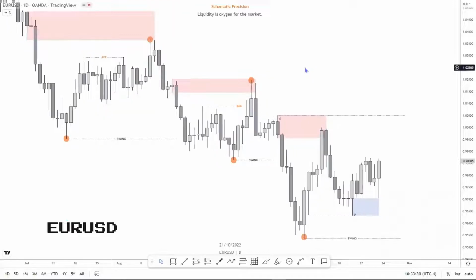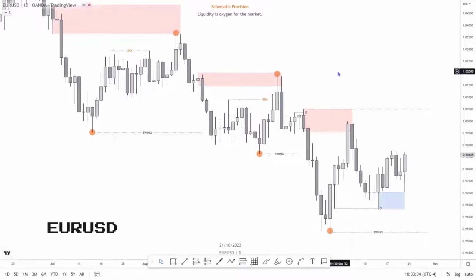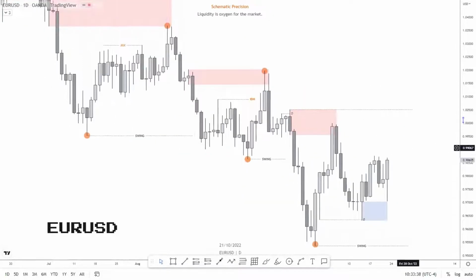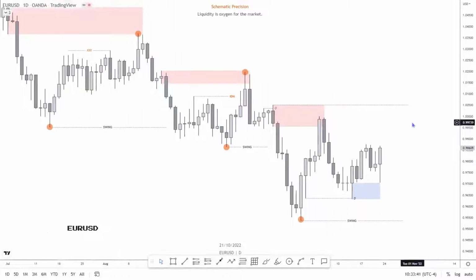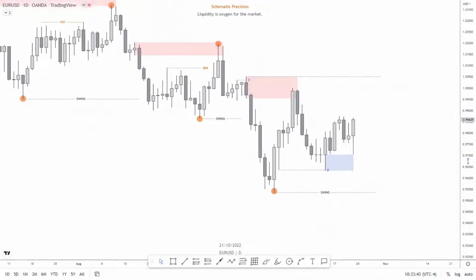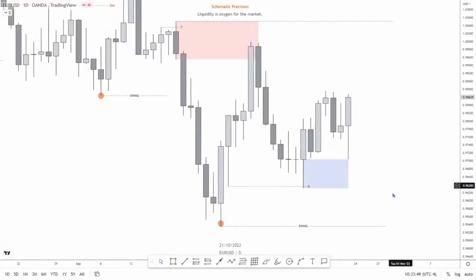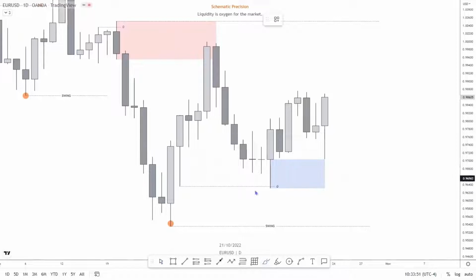Okay, so as you have seen in the previous webinar or the analysis on YouTube, I talked about the recent market structure on the daily time frame on Euro USD. What has been happening after the previous analysis is, I showed you guys that we have taken liquidity from these previous daily candles and below this as well.